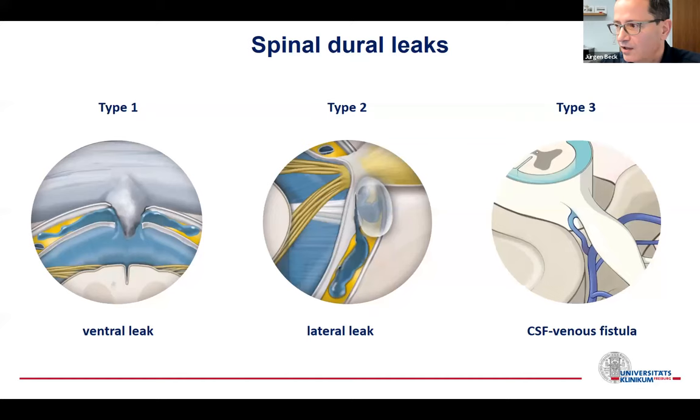So again, this is only valid for 95% of cases. These three types are responsible for 90-95% of leaks. There are some more exotic types of leaks, but as a start, we can differentiate type 1 ventral leaks, type 2 lateral leaks, and type 3 CSF venous fistulas, as has nicely been shown.